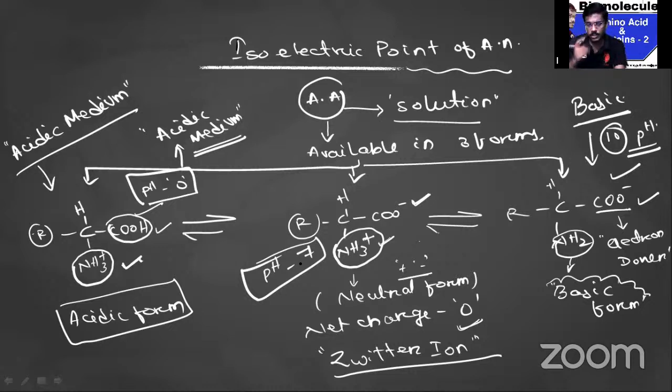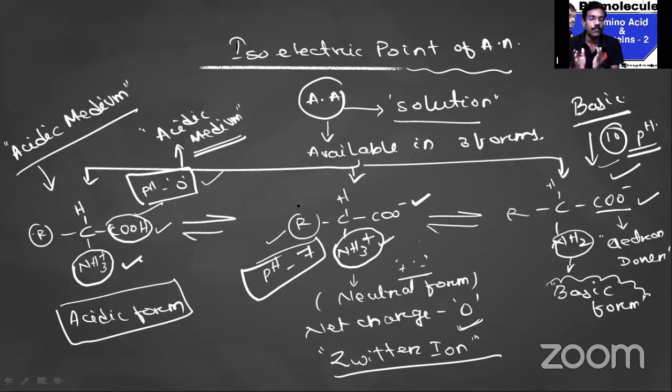So it is not fixed. I am not giving the standard pH at which there will be more acidic form, or more basic form, or more zwitterion form of the amino acid. That is not the standard. This is not 0 or 10 or 7. For different amino acids, this value is different. Anyway, I want to say: what is the isoelectric point?